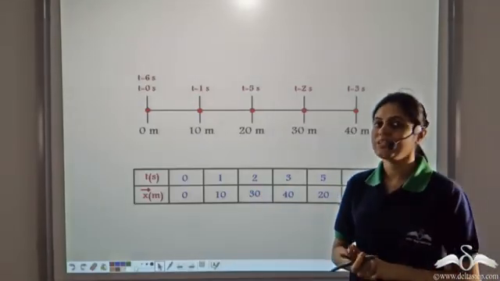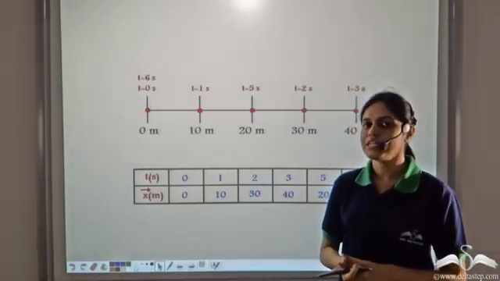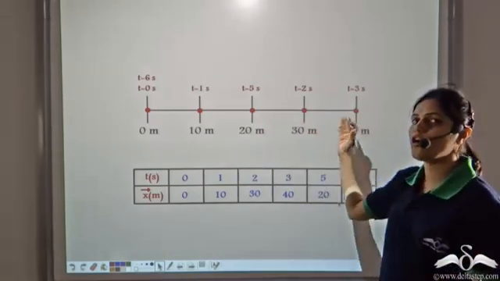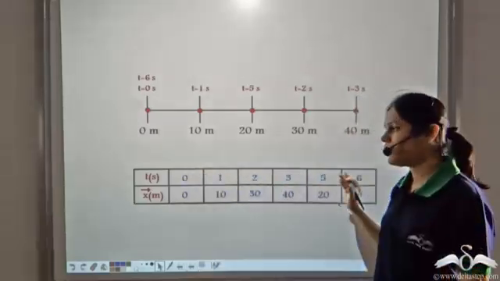So we have learned that motion along a straight line is one-dimensional or rectilinear motion. We can represent it on a horizontal axis and we record it in a table.